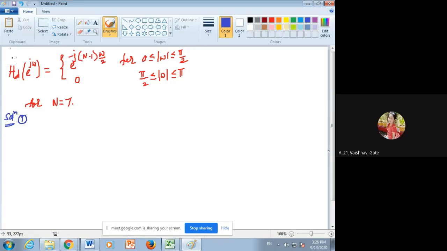Determine the filter coefficient or impulse response h of n having desired frequency response. Hd of e power j omega is equal to e to the power minus j n minus 1 omega by 2 for 0 less than or equal to magnitude of omega less than or equal to pi by 2, is equal to 0 for pi by 2 less than or equal to magnitude of omega less than or equal to pi. For n is equal to 7, use frequency sampling approach.